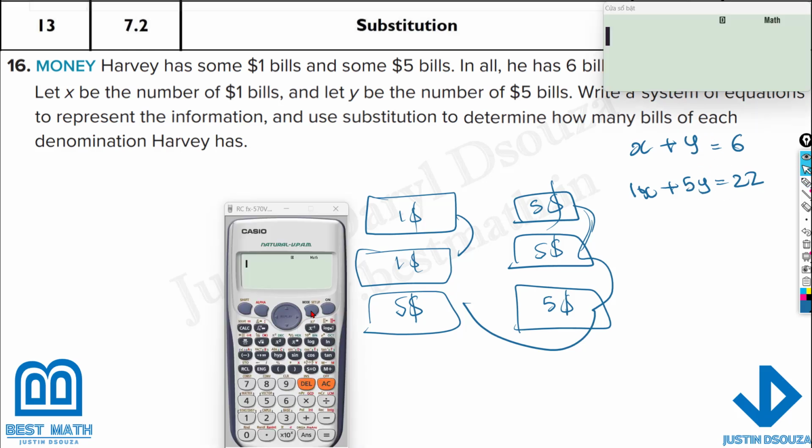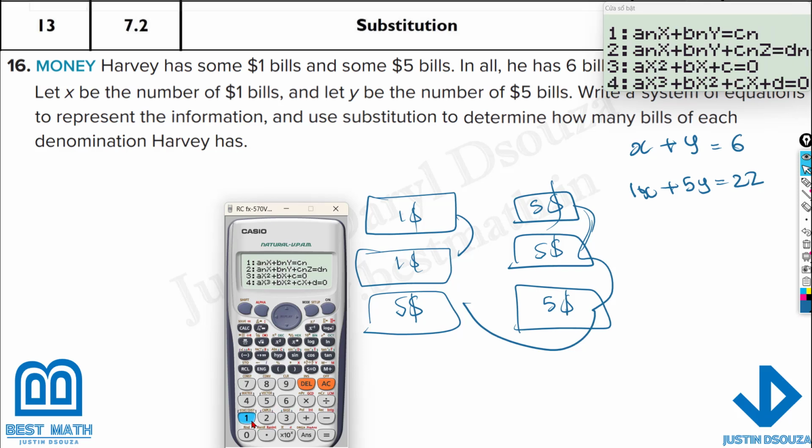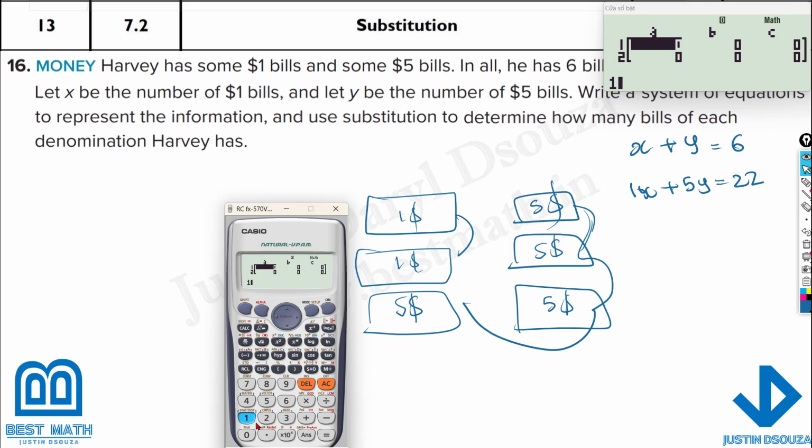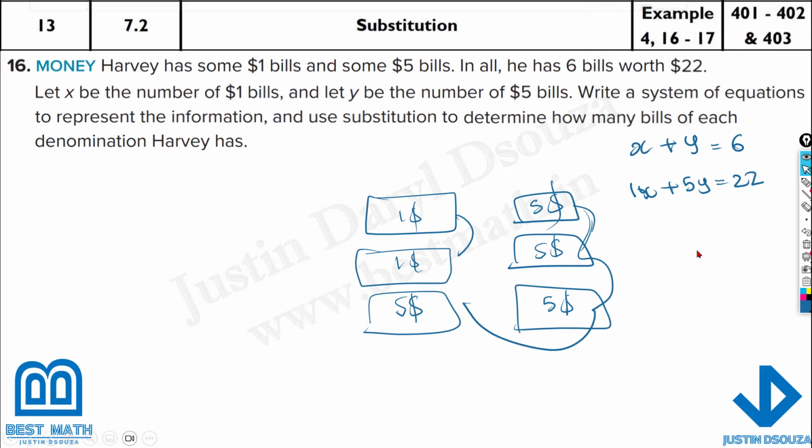Let's type it in the calculator. Mode 5 and 1. Now the coefficients are 1, 1, and 6 over here, the first equation. Next one is 1, 5, and 22. So the answer is 2. That is, X is 2. How many $1 bills? X was $1 bills, 2 $1 bills, and 4 are $5 bills. So that's the answer.